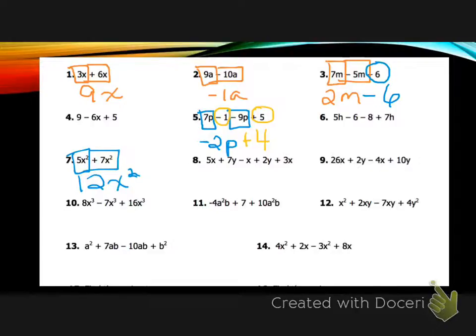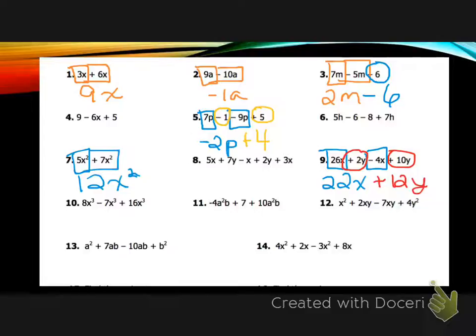But what happens when we start to get into some more? Like looking at number 9 here. We have a 26x and a negative 4x. Okay, 26x and a negative 4x is 22x. But now we don't have a constant. What we have is another variable term. A plus 2y and a plus 10y. So that's going to give us plus, because it's positive, 12y.